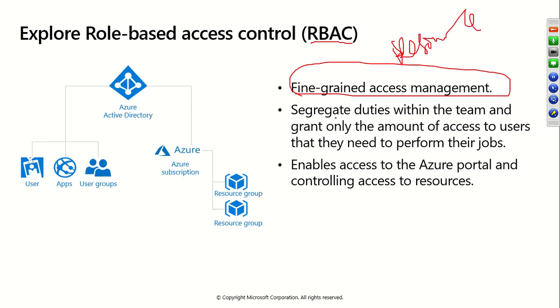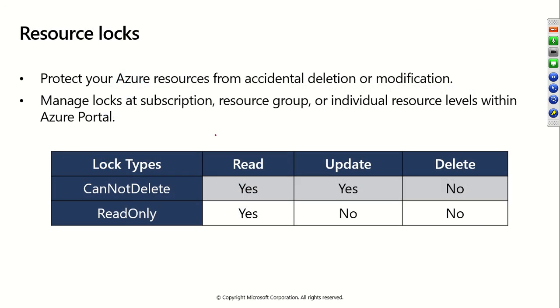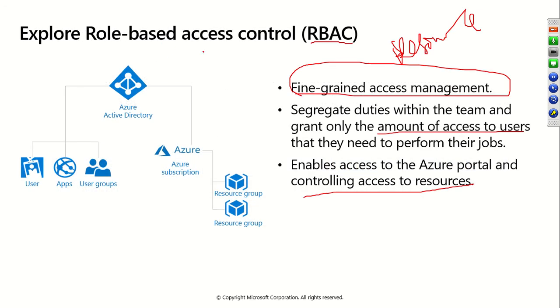With role based, there is a segregation of duty within the team and you grant only the amount of access that people need to do their job. With RBAC, you can enable access to the portal and control what they can work with within the resource groups or resources. All right.